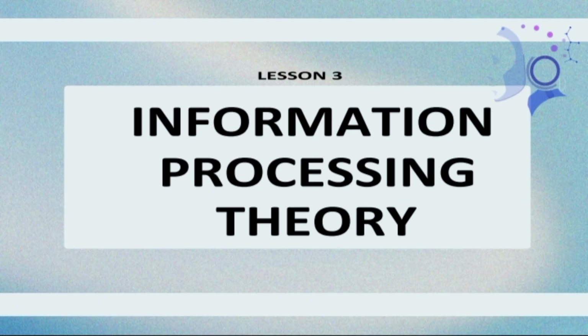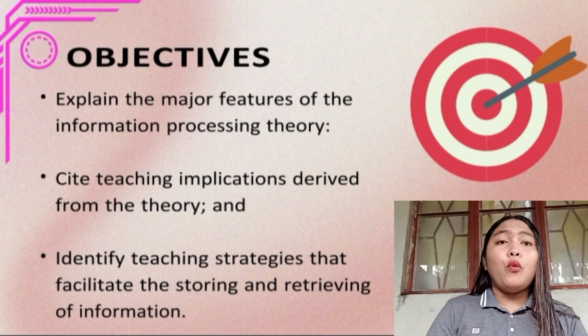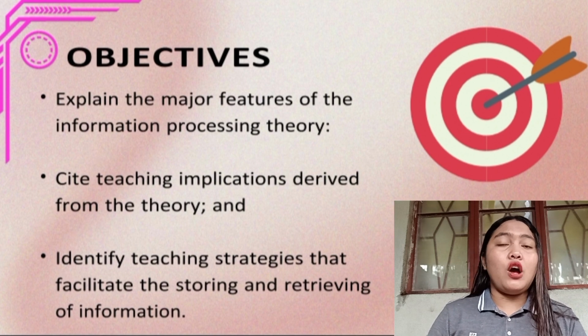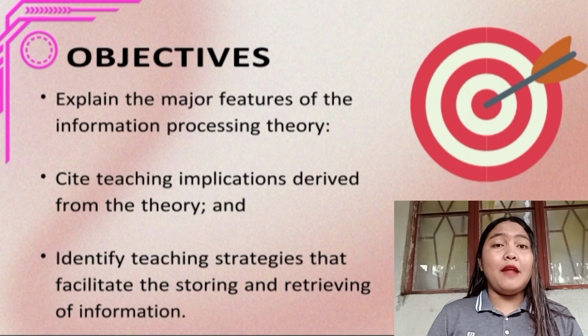Everyone, today we are going to discuss Lesson 3, which is the information processing theory. Before we formally start our lesson, we have 3 objectives. At the end of the lesson, we are expected to first explain the major features of the information processing theory. It is about how our brains handle information.